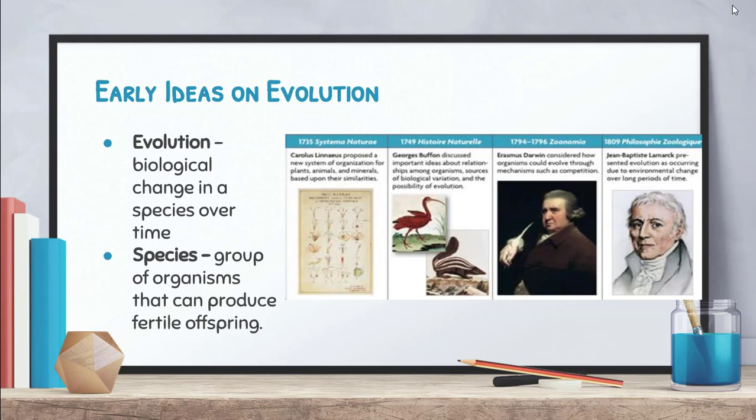You can see here, there are lots of different ideas on how organisms change over time. All of these individuals played a really important role. Linnaeus proposed a new system for organizing plants and animals based on similarities. Buffon discussed important ideas on relationships in organisms and how evolution might be possible. Erasmus Darwin considered how organisms could evolve through things like competition. Jean-Baptiste Lamarck gave ideas that organisms can change when the environment changes. All of these were early ideas about evolution. Not all of them were exactly accurate, but they gave us a good starting point to move forward.